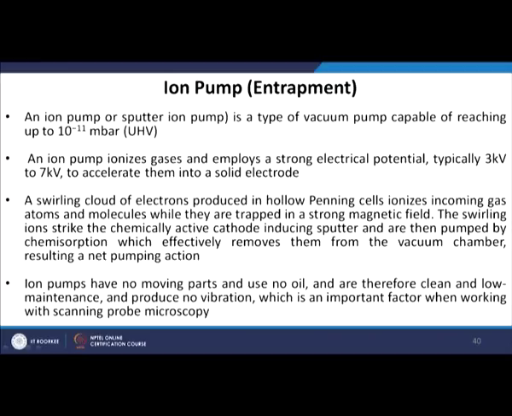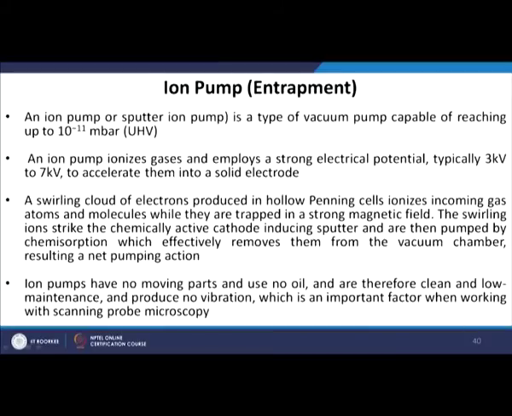The third class of pump is the ion pump, or an entrapment pump. An ion pump, or sputter ion pump, is a type of vacuum pump capable of reaching up to 10 to the power minus 11 millibar, ultra high vacuum. You remember we said that 10 to the power minus 11 millibar is the atmospheric pressure on the moon. So, that is a very ultra high vacuum.